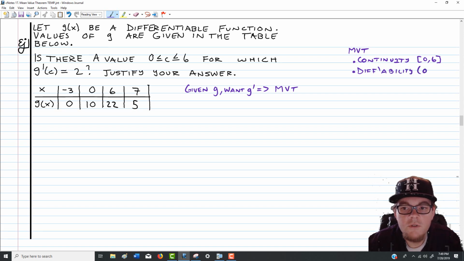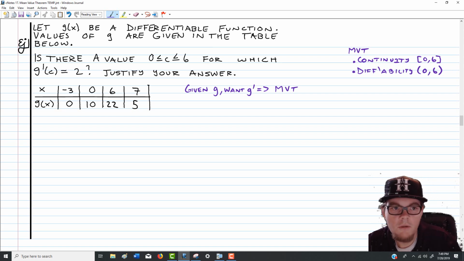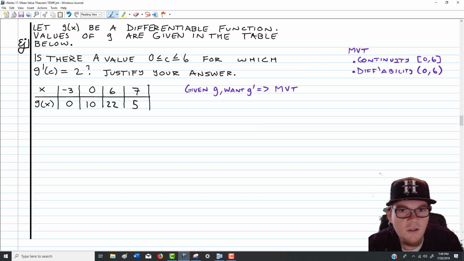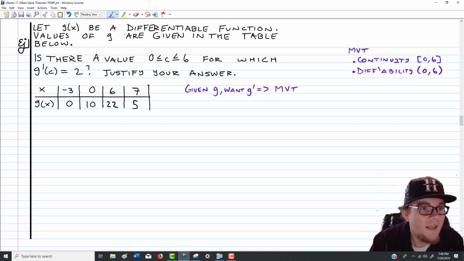And differentiability, though, is only required on the open interval. So in order to proceed forward and to try to use the mean value theorem, we need to first verify that the mean value theorem even applies to our situation. So we somehow need to conclude that this g function that's just shown in a table has both continuity and differentiability on appropriate intervals. Well, looking up at the statement at the beginning, it starts by saying let g of x be a differentiable function.